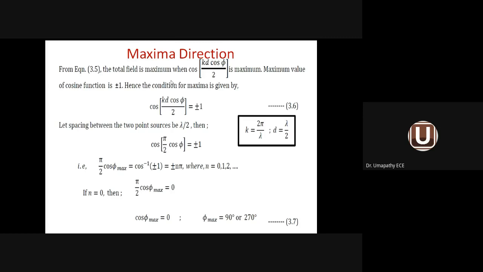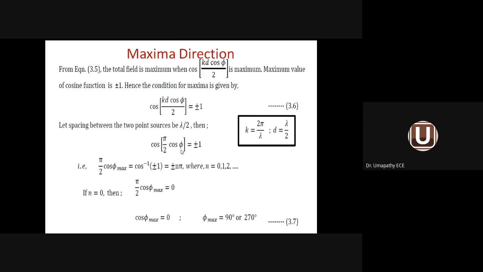So the total field is maximum when the cos factor becomes maximum. So when the cos function becomes maximum, plus or minus 1. So cos of KD cos phi divided by 2 equal to plus or minus 1. This is the condition for maxima. With the condition for maxima, I will be able to find out the angle. Now I am substituting K equal to 2 pi by lambda, D equal to lambda by 2 in this equation. Then I'm manipulating cos of pi by 2 cos phi equal to plus or minus 1.